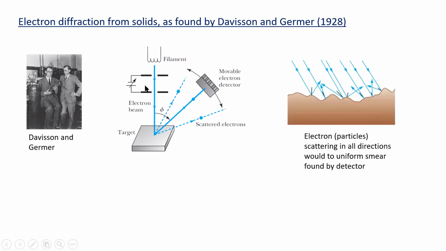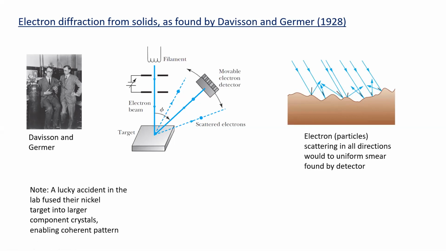Now, if the electrons were particles, and we know that the atomic surface is not perfectly smooth, it's sort of rough, the electrons would come in and hit a rough surface. So they would come in and come out at all different angles. And so we should get a uniform smear found by the detector, because the topography of the nickel surface would produce electrons at a lot of different angles. And that's initially what was found.